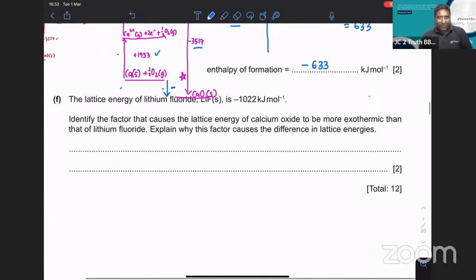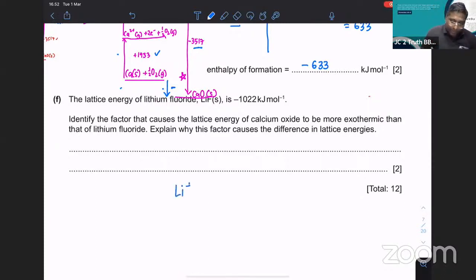The next question: the lattice energy of lithium fluoride is given as negative 1022. And then they ask you to identify the factor that causes the lattice energy of calcium oxide, Ca2+, O2-, to be more exothermic than lithium fluoride, Li+, F-. Lattice energy depends on charge density. If you look at the ionic radius and the charges, charge density depends on the charge divided by radius.